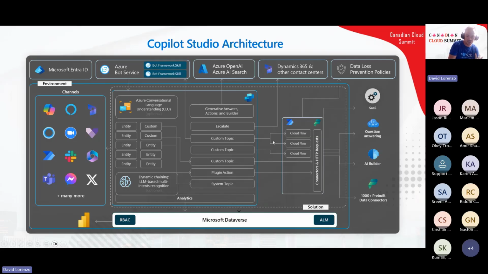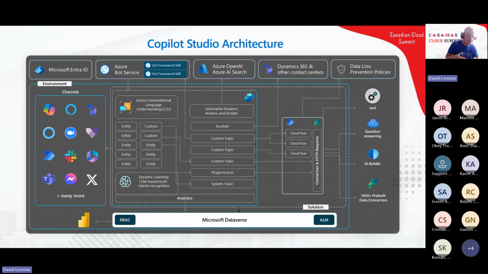Okay. And then on the right hand side, we have, of course, AI Builder. We can use more than 1,000 pre-built data connectors that we have in the Power Platform. We have data loss prevention policy. That's very important because it will allow us to avoid the data loss in our company.